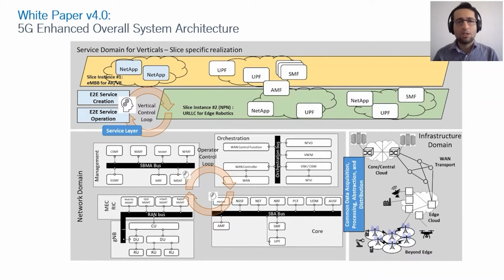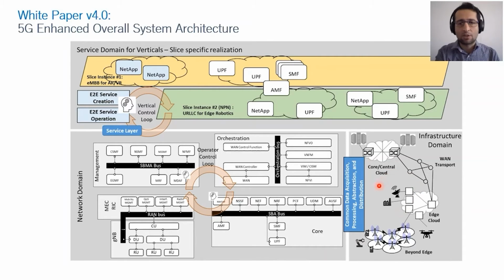So here we see what we call the 5G enhanced overall system architecture. We have looked into the features and extensions in the network domains, and management and orchestration, including support of the control loops, multi-access edge computing with O-RAN extensions, radio access network, and core network. This is from the network domain side.